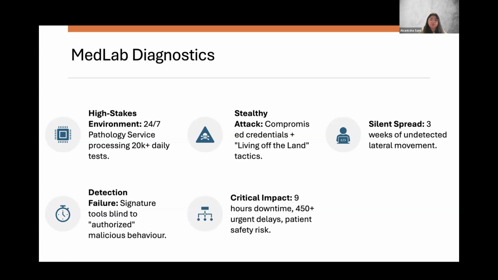The result, when the attack finally detonated, it caused 9 hours of total downtime. Over 450 urgent patient results were delayed. This incident highlights the critical need for a system that could have flagged the unusual behavior of that specific workstation immediately, regardless of the valid credentials.